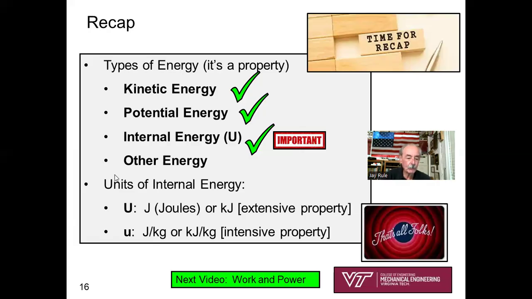Okay. And then we know what the units of internal energy are. Capital U, joules or kilojoules. It's the extensive property. Little u, specific internal energy, joules per kilogram or kilojoules per kilogram. That's the intensive property version of internal energy. So that went pretty fast, didn't it?